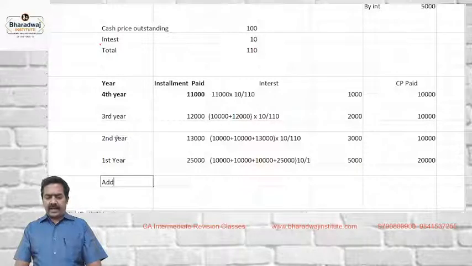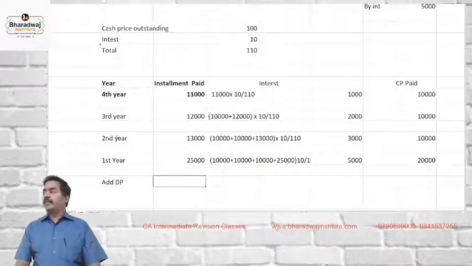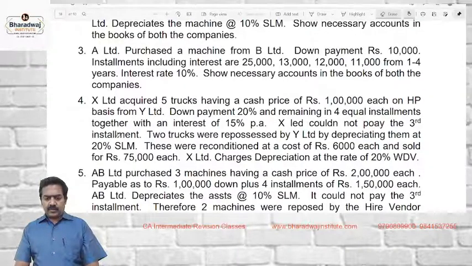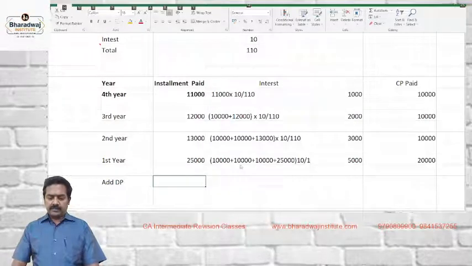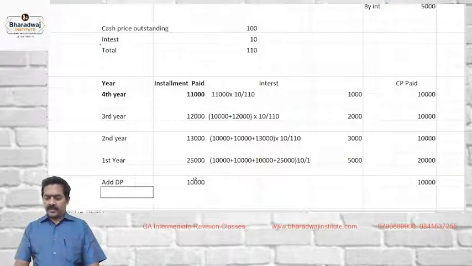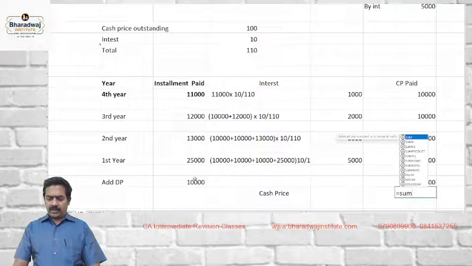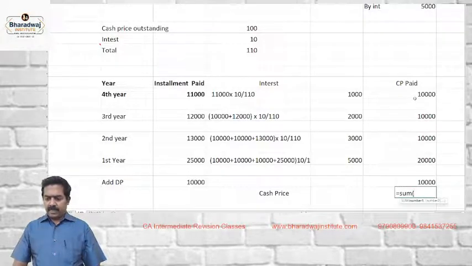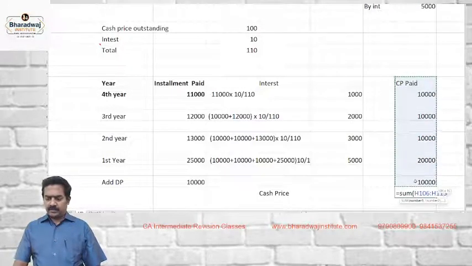Then add down payment. What is the down payment made in the problem? 10,000 of down payment is done. Add 10,000 of down payment. If you do this, you will get which price? Cash price. I'll cross verify also, please wait.